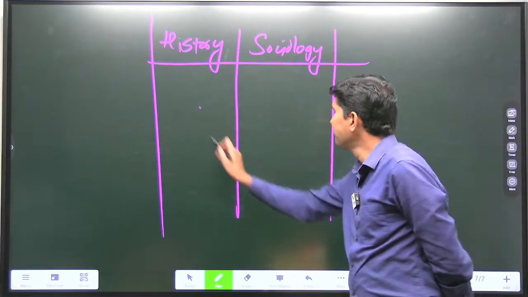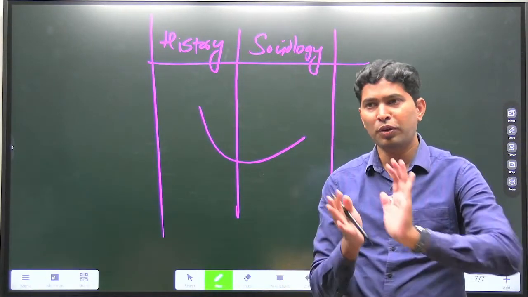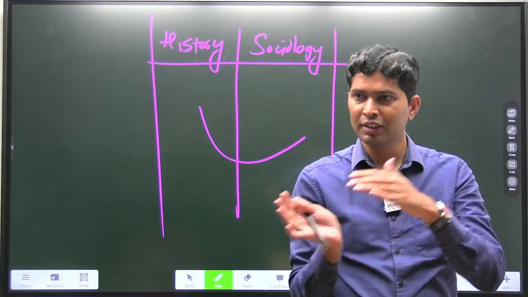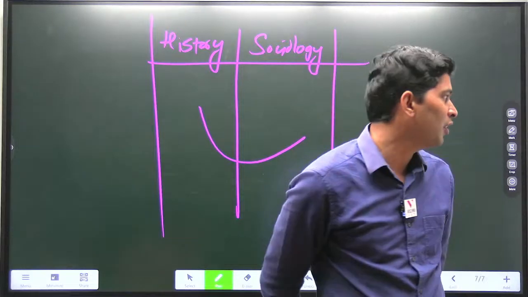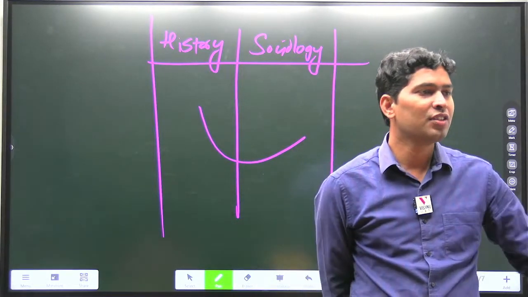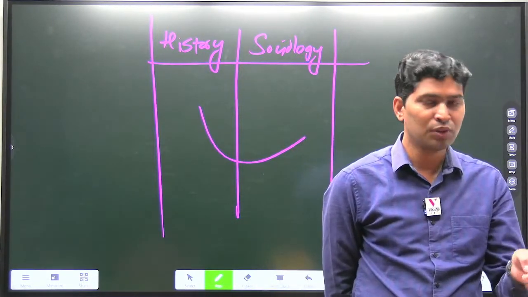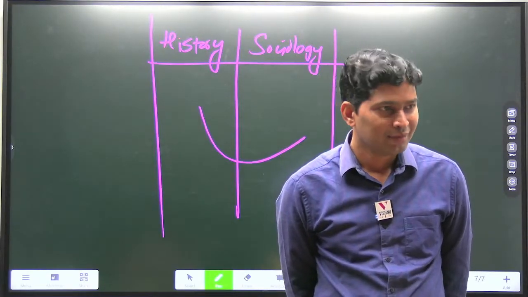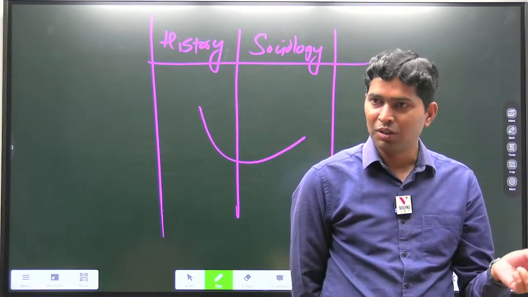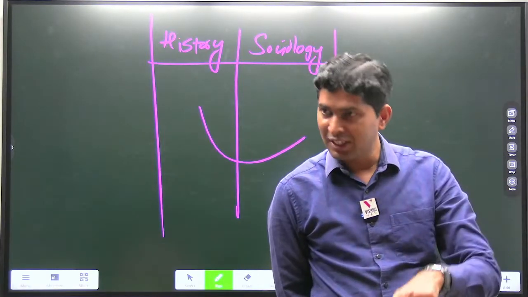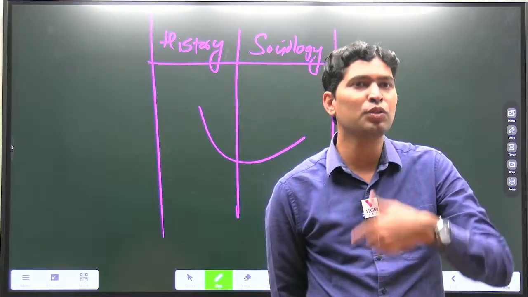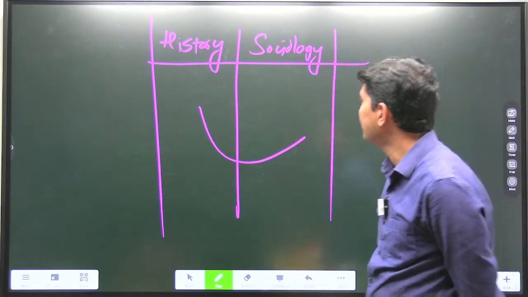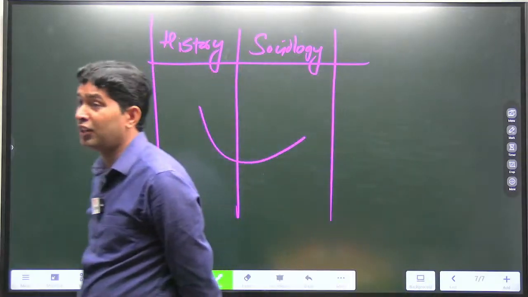So in simple terms, the scope of sociology seems to be comparatively more holistic than history alone. In history, you are studying only the past. In sociology, you are studying the origin, the past, the impact, the present, and the expected change, and the change that is happening is also studied in sociology. So finally, we link similarities and differences.